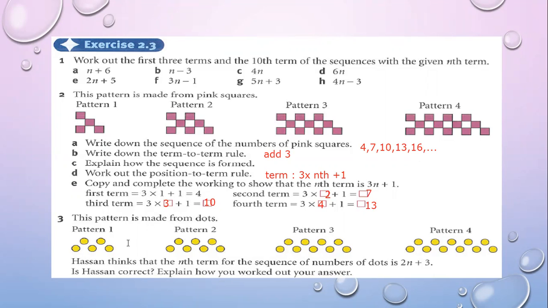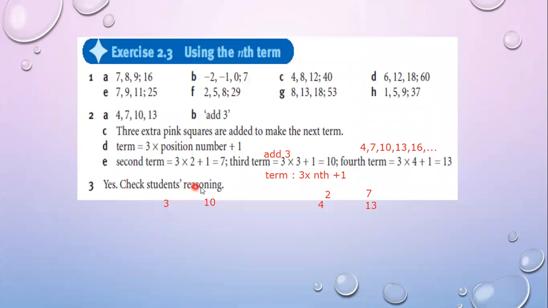Third part, the pattern is made up of dots. So first here we have 5 dots. Okay. So then this one, he says Hassan thinks that the nth term of the sequence is 2n plus 3, 2 multiplied by 1, 2, 5. Yeah, he's right. Okay, let's check. Point this one. Yeah, look at here. Okay, there are a lot of reasons. You write any reason, it's up to you. Okay, so here are the answers. So I hope all of you understand.